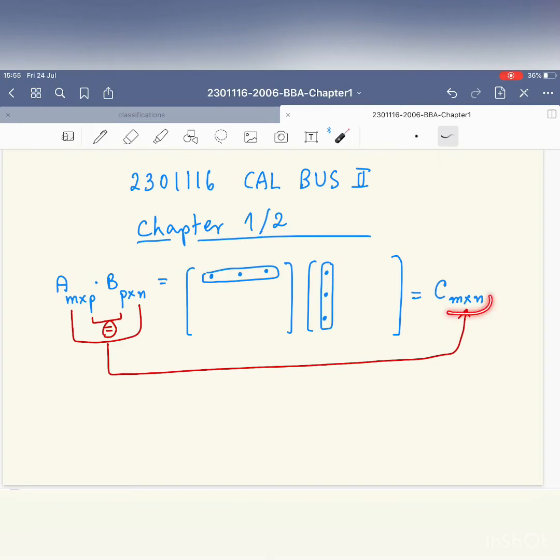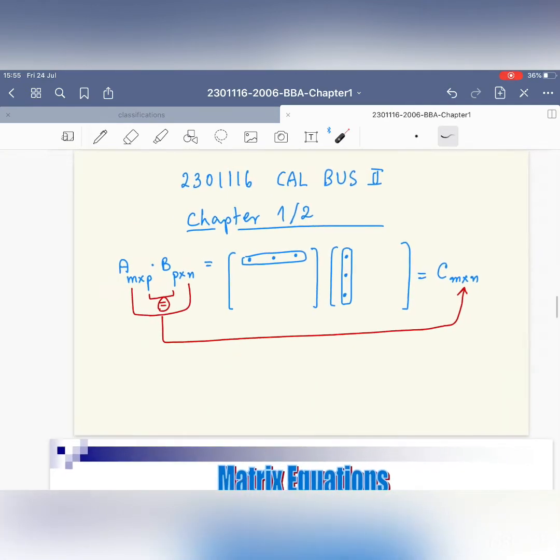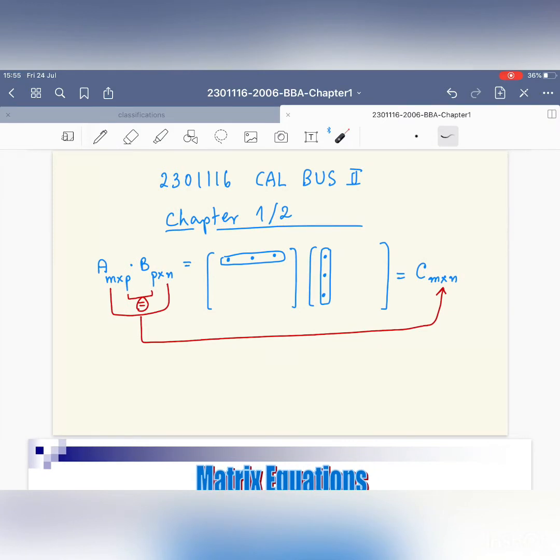And this C, later on, after you do all the multiplication, the size or the order of the C depends on this m and this n from your A and your B together. That will be the size of your C, the result of the multiplication. So today we are going to use the multiplication of matrices as one of the tools to solve the so-called system of linear equations.